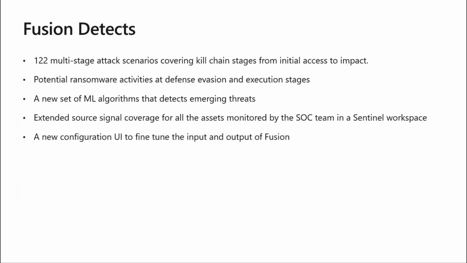So you're going to see in the configuration that it's really only one analytic rule, but it does cover 122 multi-stage attack scenarios. I think it's 122 on the last count. I don't know if it has changed since then, but some of the scenarios you're going to see include the ability to detect potential ransomware. We also have the ability to detect emerging or unknown threats.